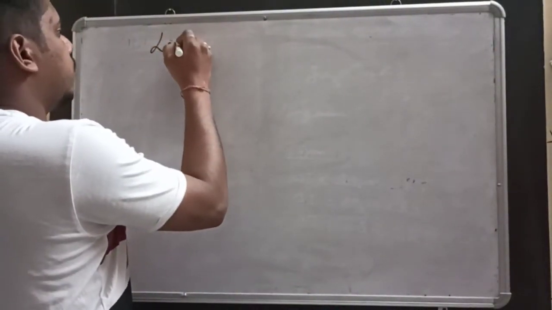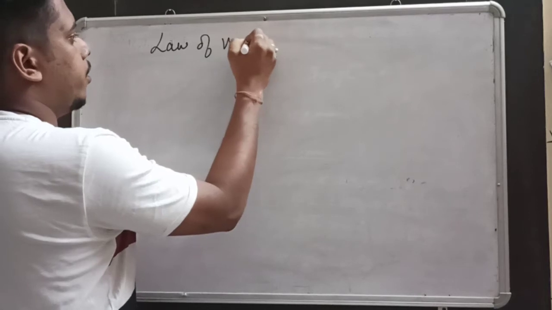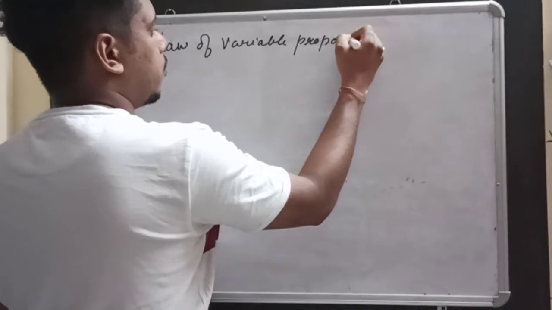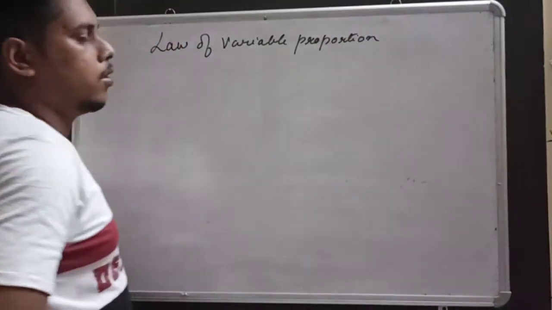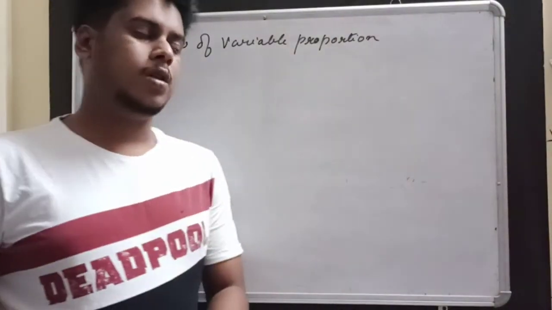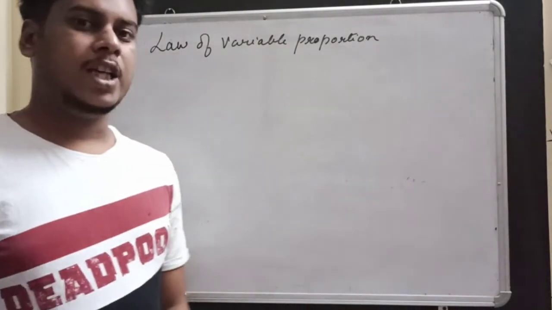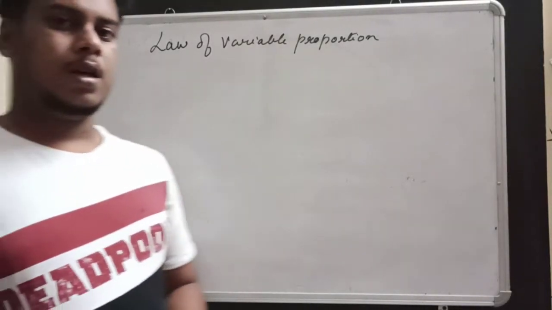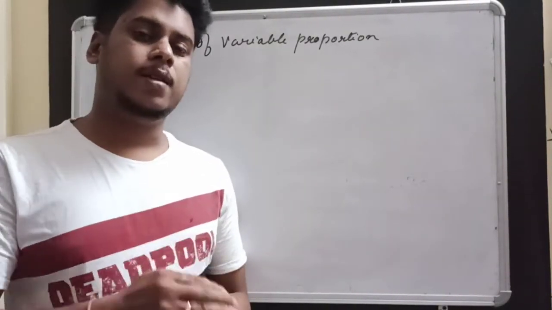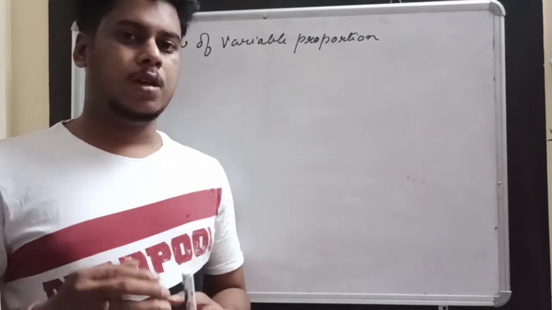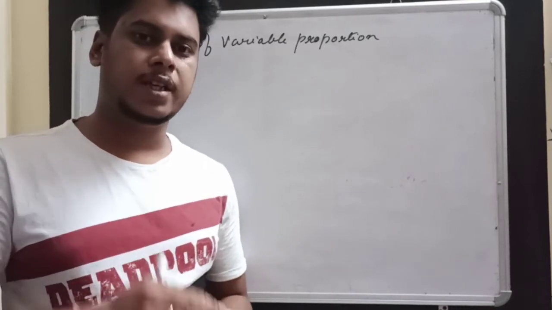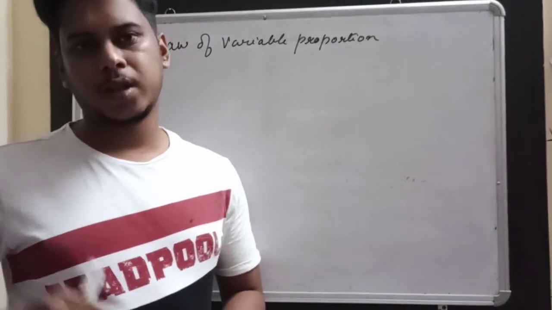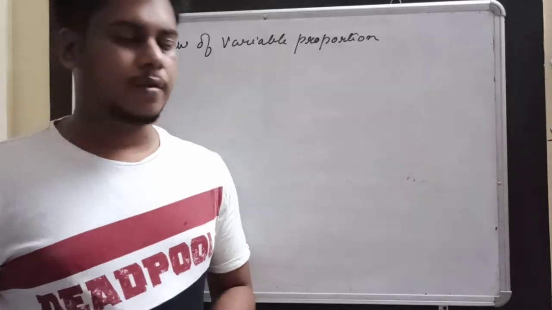The next topic is the law of variable proportion. According to the definition, the law states that as we go on increasing the variable inputs to increase the output in the short run, the marginal productivity first increases, reaches a maximum point, then starts declining, and eventually becomes zero or negative.